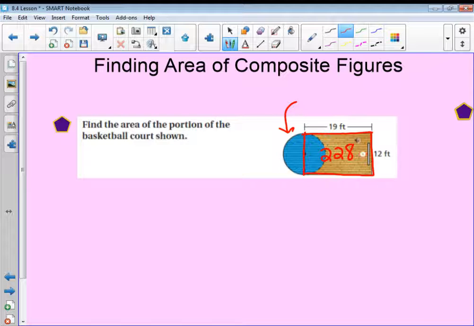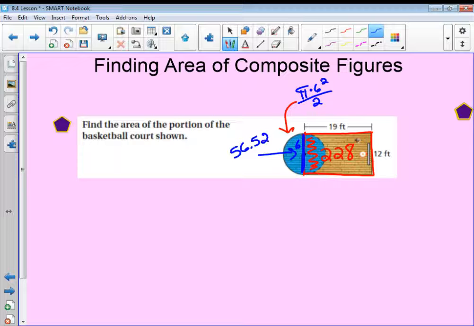Now, semicircle, because I'm not doing this part of it, because that's already included in the rectangle. I'm going to find, first of all, my radius, which the whole distance is 12 going across here. So our radius is 6. So it's pi, 3.14, times 6 squared, divided by 2. So 3.14 times 36, and then I'm going to divide that by 2. Gives me 56.52 for the semicircle.